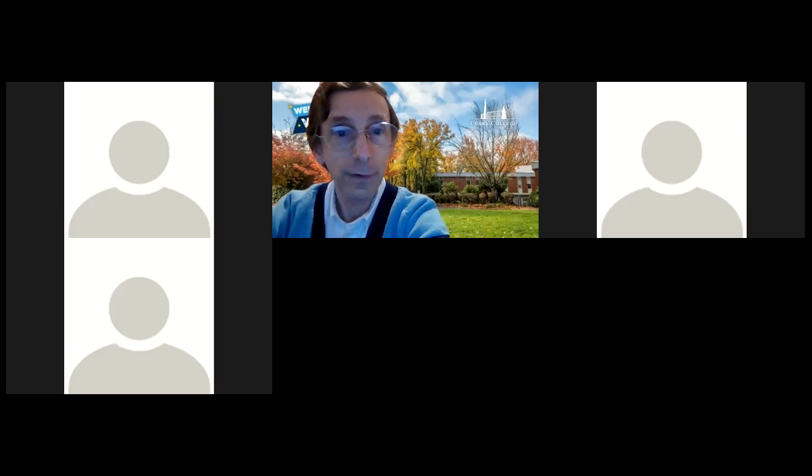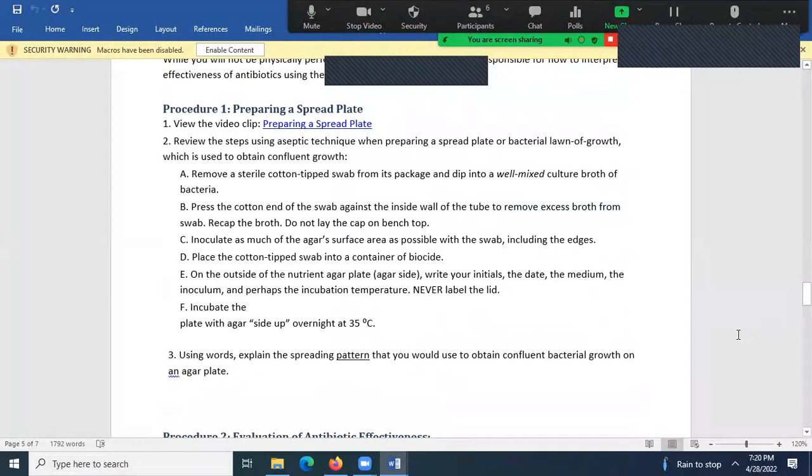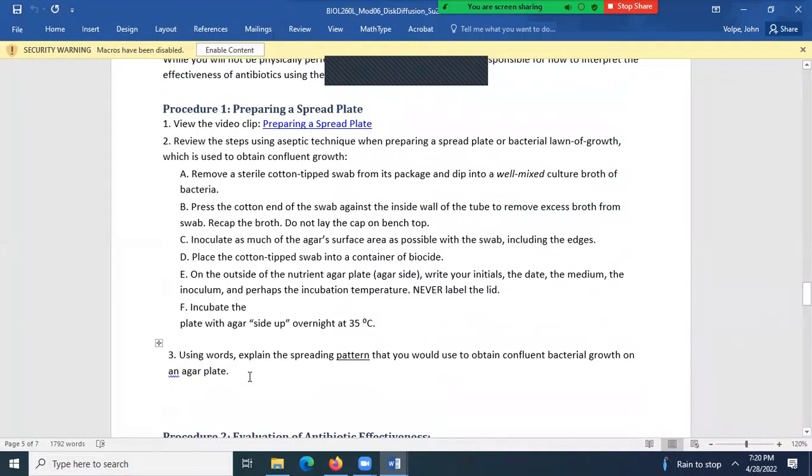So what question are you referring to in the lab manual that's not in the worksheet? So in the lab manual, it says laboratory 6 exercises, procedure 1, preparing a spread plate. That entire procedure is not on the worksheet for lab 6, but it looks like the only actual question it's asking is number 3, using words explain the spreading pattern that you would use to obtain confluent bacterial growth. Which question? I don't see a question here. Oh, you're not seeing the screen. Just a minute. All right, so here's procedure 1. What question are you referring to? So write down there, question 3, using words explain the spreading pattern that you would use to obtain confluent bacterial growth.